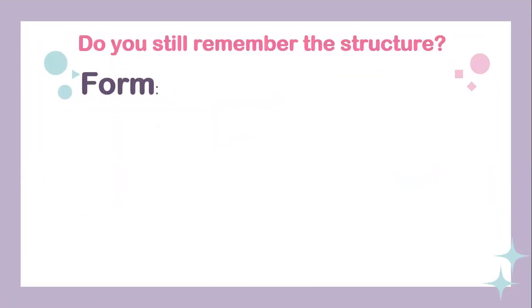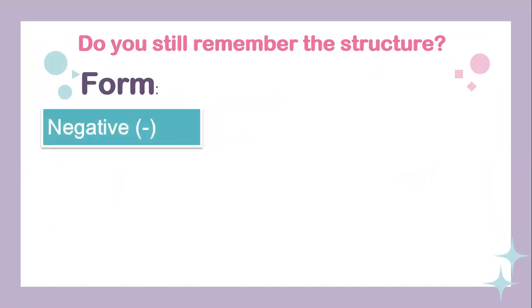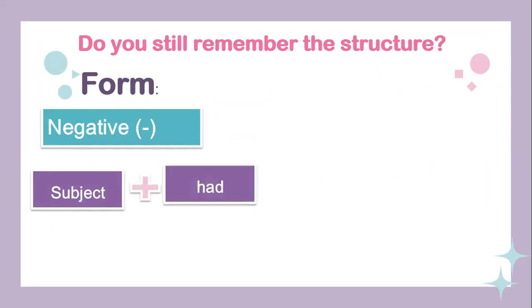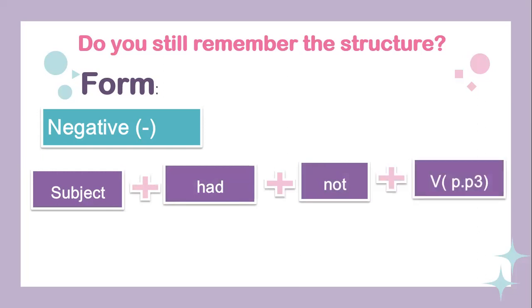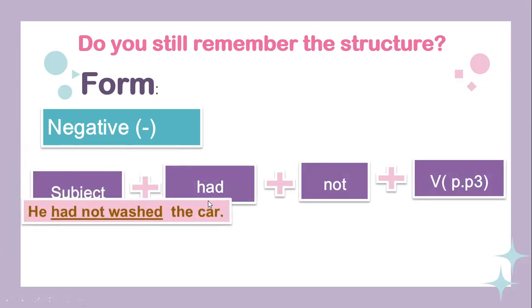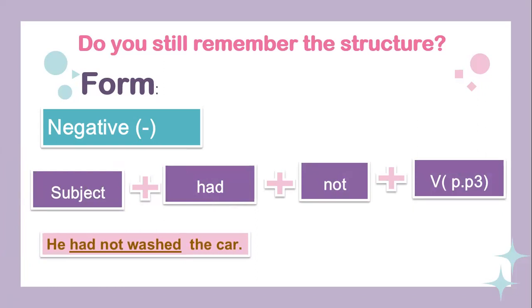Do you still remember the structure of the negative form? Negative, we agreed before that we just put the word not. Okay, so can you guess its position in the negative statement? Yes, exactly. Subject plus had plus not plus verb 3. So watch it. Not is in between had and verb 3, after had. For example, he had not washed the car.